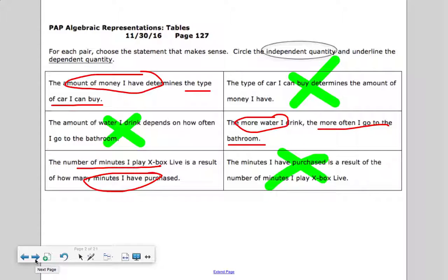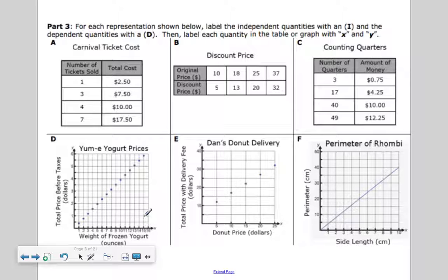Sometimes it is not written as a sentence. Most of the time you're going to see dependent and independent already in a table or a graph. So this is where it gets a little easier. Here, you're given 3 tables and 3 graphs. Label the independent with an I and the dependent with a D. Then label each quantity in a table with X and Y.